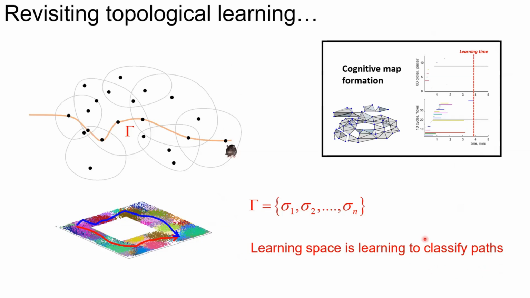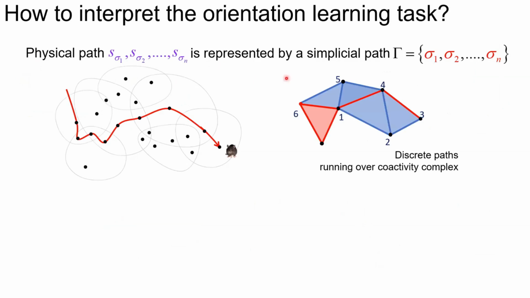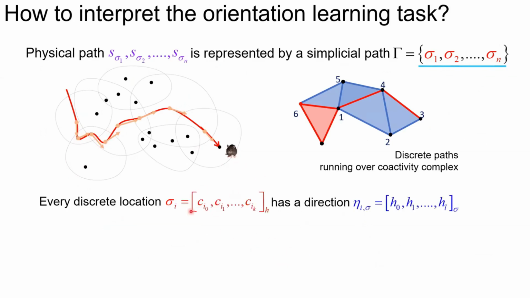So what does it mean to learn to navigate in space? Navigating is learning how to classify paths. Now, to interpret the spatial learning task, the physical path before was represented by a sequence of sigmas, which represent hippocampal cell assemblies, a sequence of locations. If I would like to know how I'm orienting, then each location now acquires a direction. You can think of it as a discrete direction vector associated with every location, like a discrete tangent vector at every point, represented by a combination of head direction cells.